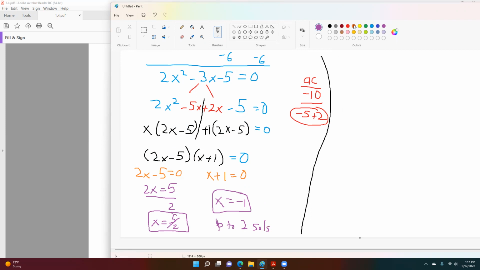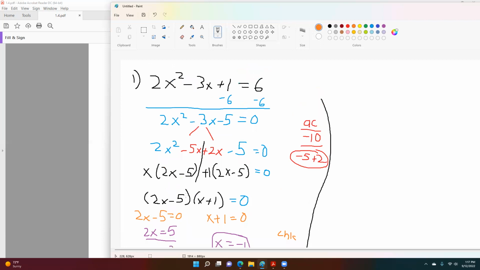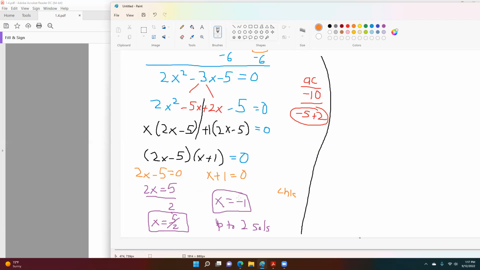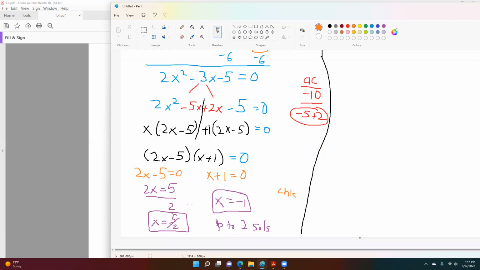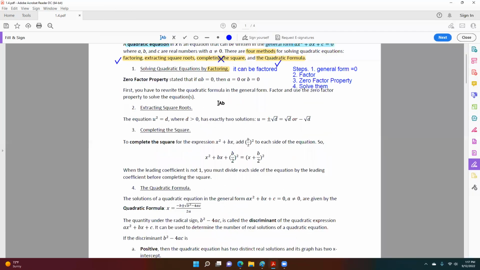Now, again, checking in this case is optional. If you want to check, you plug these two answers in one by one. So you plug 5/2 into your x and check if you get exactly 6. And then you also plug -1 into this equation and see if you get 6 too. Again, checking is up to you. Okay. So this is how you solve quadratic equations by factoring.